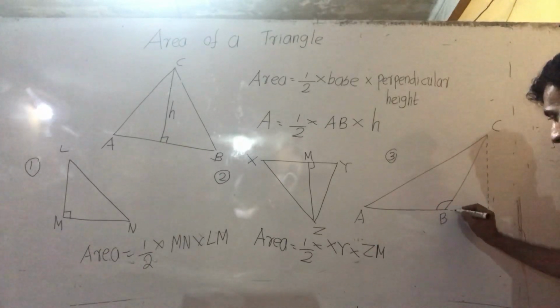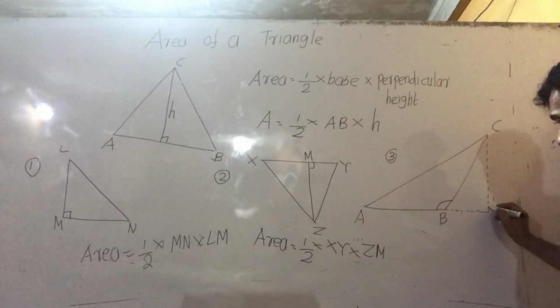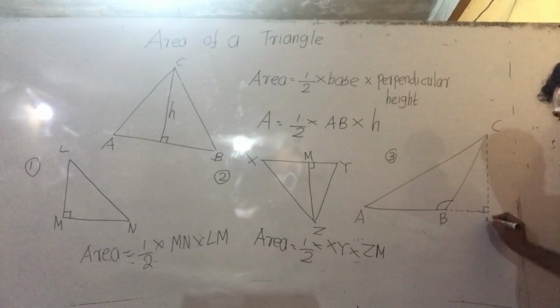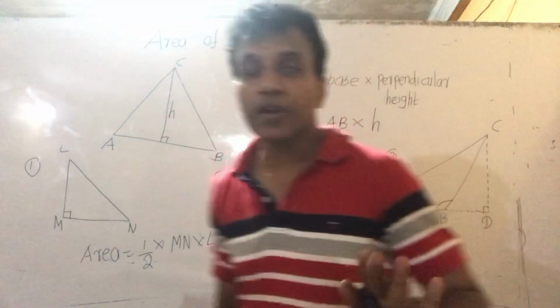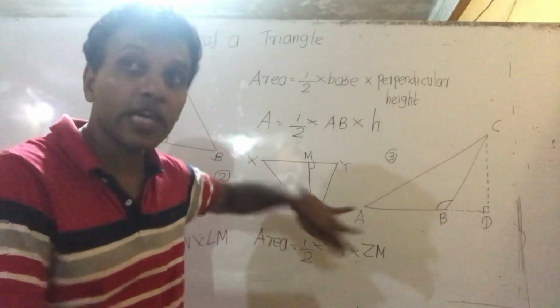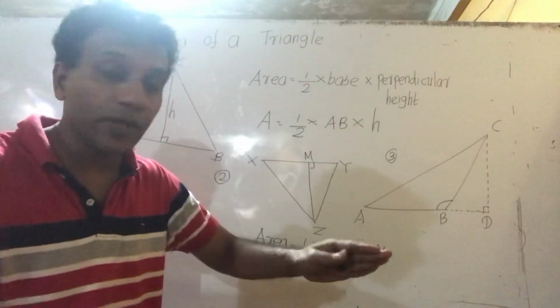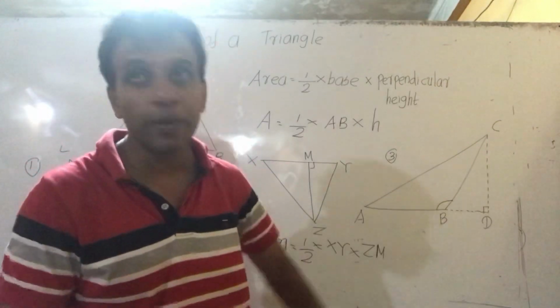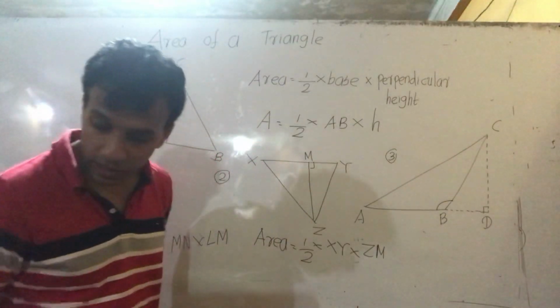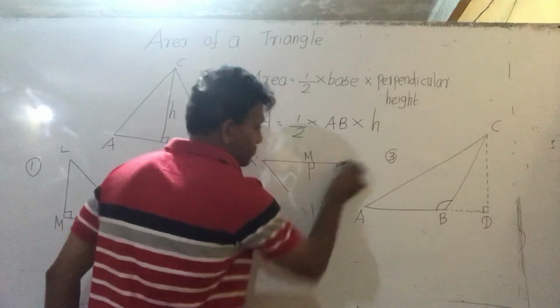So complete the figure now. This is the method, right? For an obtuse angle triangle, the height comes outside the triangle. Okay? So write the formula therefore.